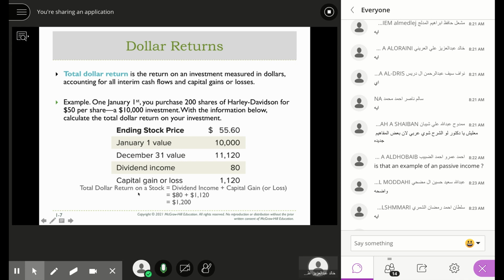The total dollar return on this is the dividend income, which is the 80, plus the capital gain or loss. In our case, it is a gain because the stock price went up from 50 to 55.60. So it's 1,120, and the total is 1,200.